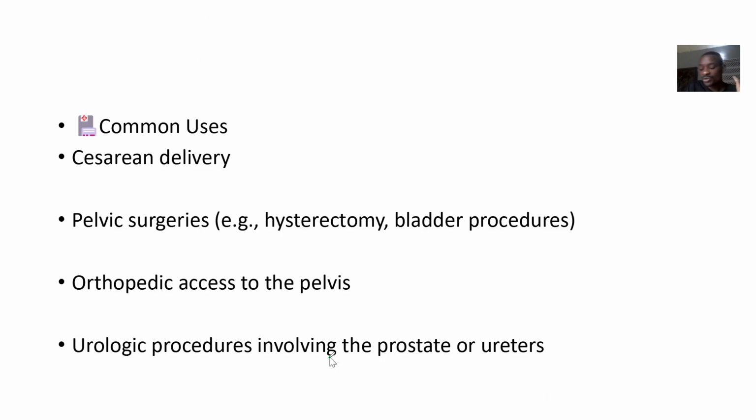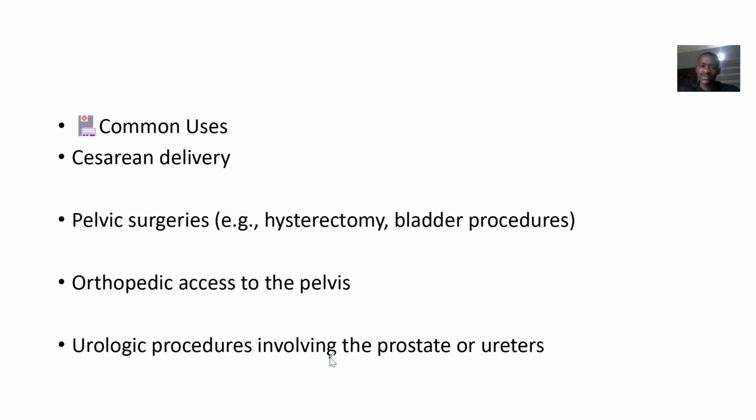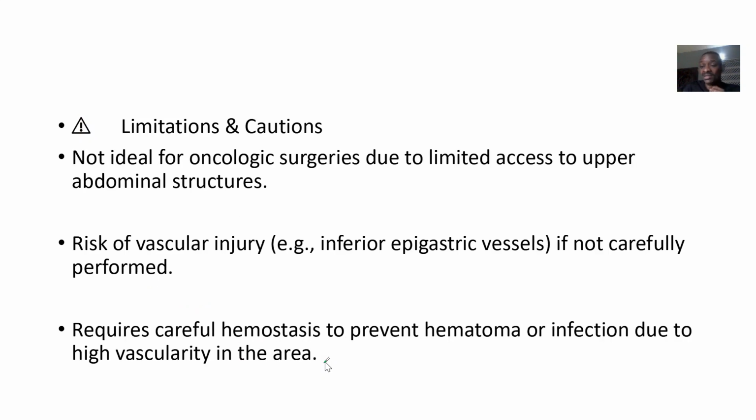Okay. So common uses: cesarean delivery is the most common reason they will incise a woman like this. But you can also have pelvic surgeries, like if they want to do a hysterectomy, remove your uterus, they can still go that way. If they want to operate on your bladder, they can still go that way. If they want to repair your pelvis, in orthopedics, they can still go that way. Then surgeries on your prostate, surgeries on the ureters, anything that has to do with the urinary system, you can still access the urinary system via the Pfannenstiel incision.